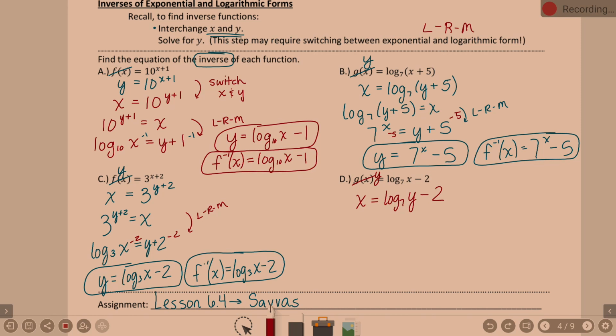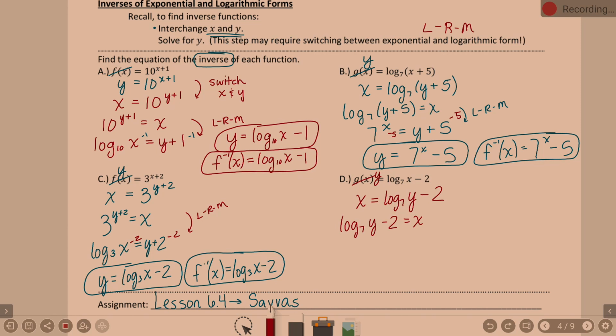Okay. Thoughts on this one? Well, I'm not exactly convinced I can think left, right, middle yet. Because here's the deal. Normally, what have I been doing? I've been taking the log before we do left, right, middle. And I've been putting this over here, right? So log base 7 of y minus 2 equals x.